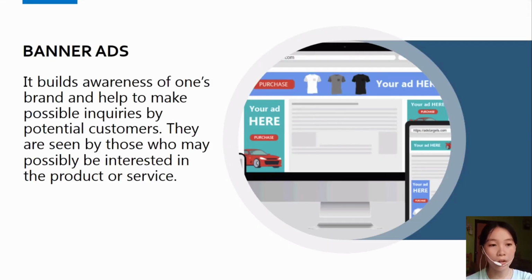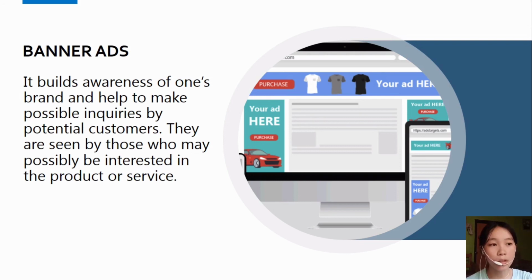Second element is banner ads. Banner ads build awareness of one's brand and help to make possible inquiries by potential customers. Banner ads are targeted to a certain demographic at certain times. They are seen by those who may possibly be interested in the product or service.